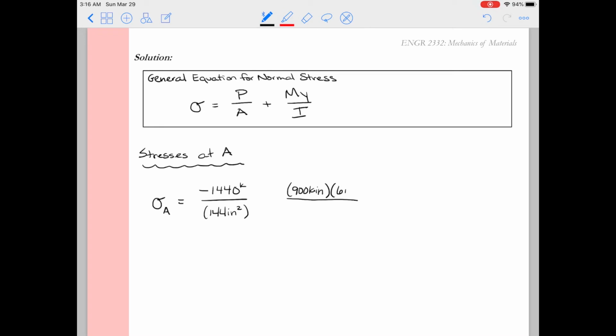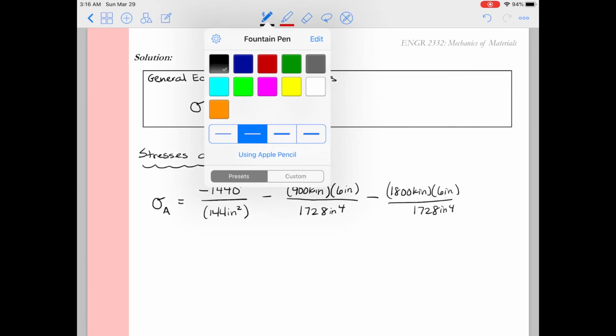Next, we have the effect of the 5 kip load. That gave us a moment of 900 kip inches. We said the distance from the y-axis to point A was 6 inches, or that distance z. And then we divide it by I, the moment of inertia about the y-axis, 1728 inches to the fourth. Again, we said this caused compression, so I've given it a negative.